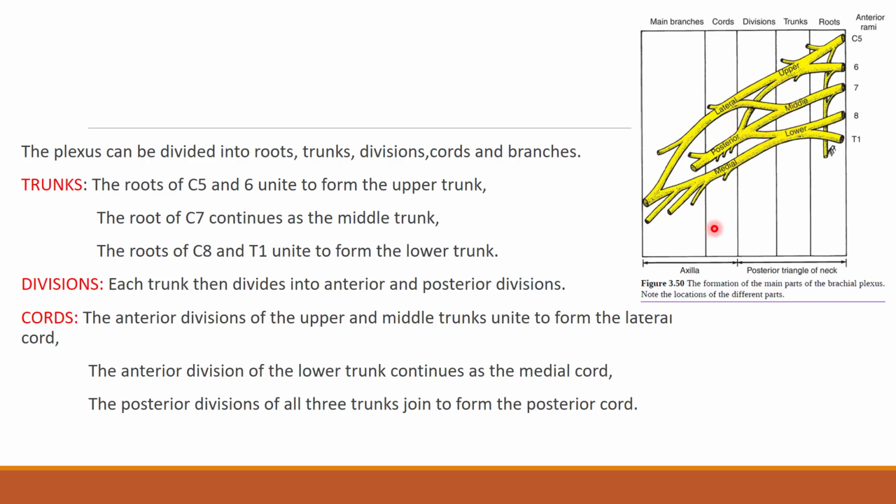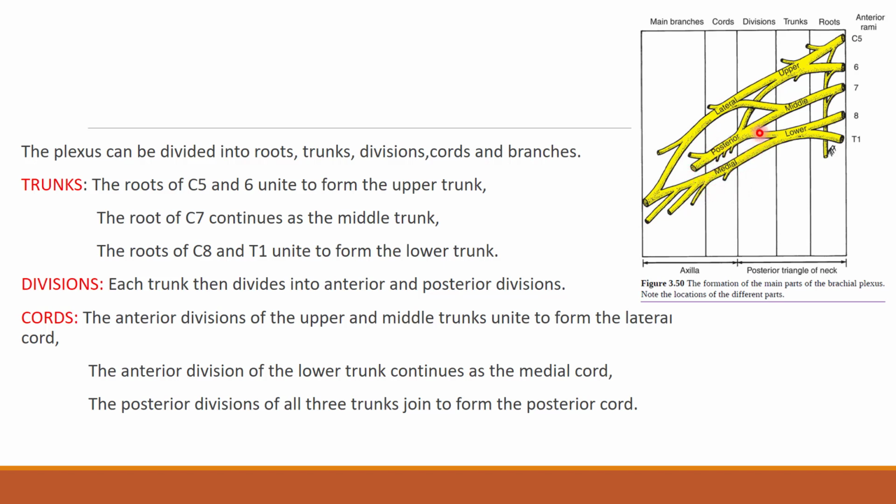Then the cords will be formed from these divisions. The anterior divisions of the upper and middle trunks unite to form the lateral cord. Then the anterior division of the lower trunk, see here, this is the anterior division of the lower trunk, it will continue as the medial cord. This is the medial cord.